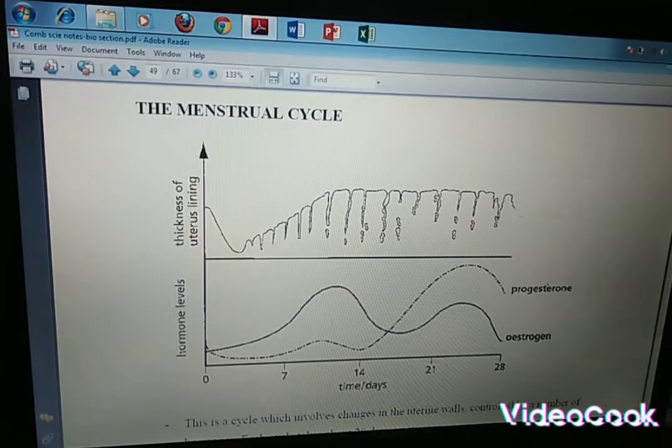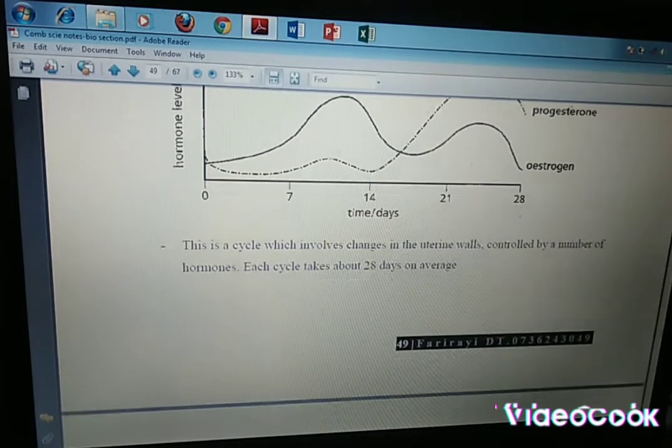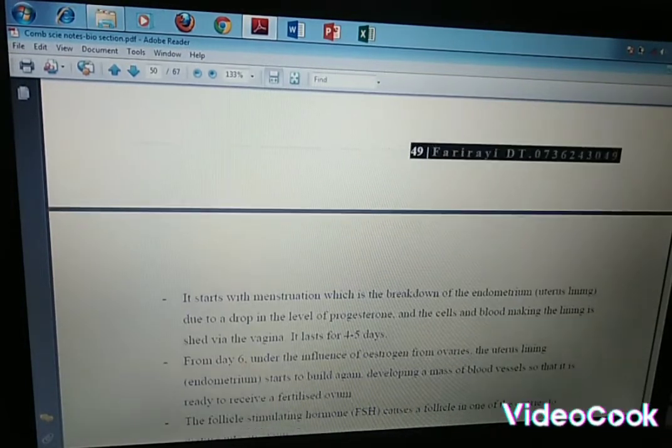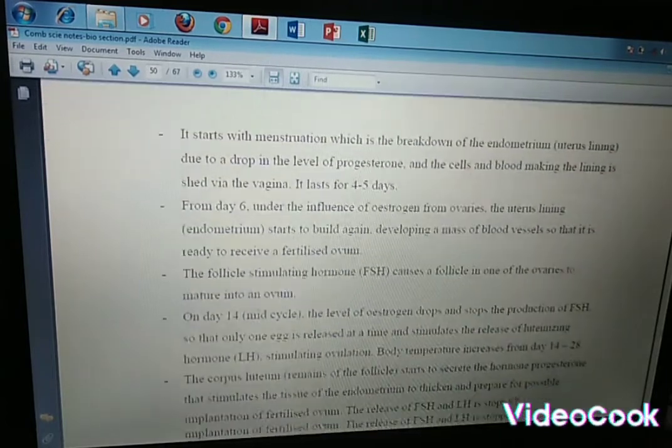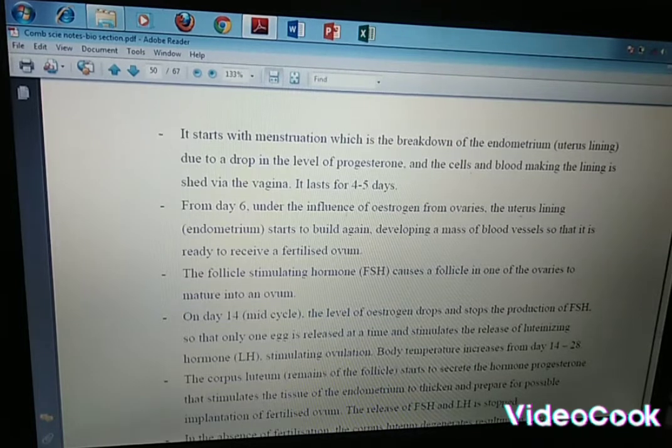So what happens between day 0 to day 7? Okay. Let's have a look. So this cycle is actually a cycle of 28 days, but then it differs from woman to woman, right? So it starts with menstruation, which is the breakdown of the endometrium due to a drop in the level of progesterone. And the cells and blood making the lining of the uterus is shed via the vagina, and it lasts for 4 to 5 days.